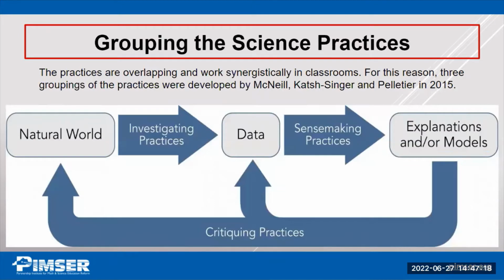In an effort to help teachers recognize how overlapping the practices are and how they work synergistically in classrooms, McNeil, Katzinger, and Pelletier developed a grouping of the science practices that can illustrate the nature of science shown in the diagram. We should note here that there are other groups and organizations that have grouped the practices in different ways or showed how they interact in different types of models.